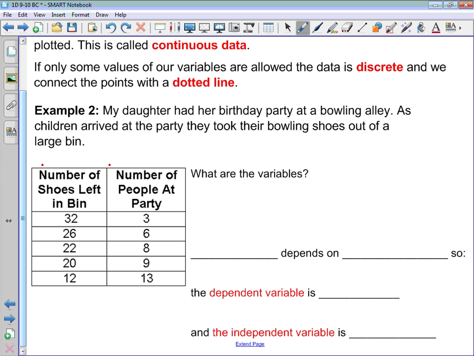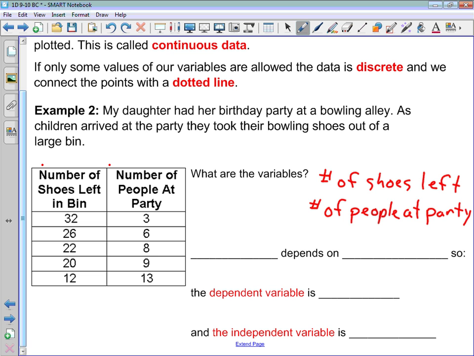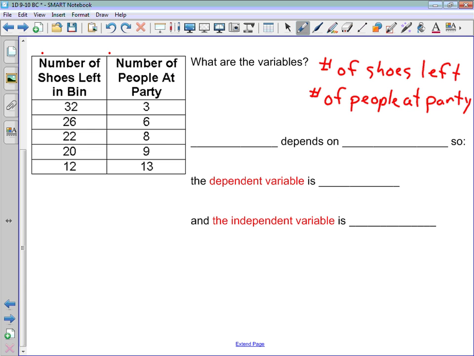So first question, what are the variables? Well, they're listed right in the headings of our table here. They are the number of shoes left and the number of people at the party. So is there a relationship between the number of shoes that are left in the bin and the number of people at the party? Now, next we want to figure out which one of these is our dependent variable and which of these is our independent variable.